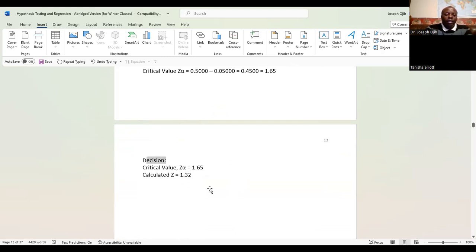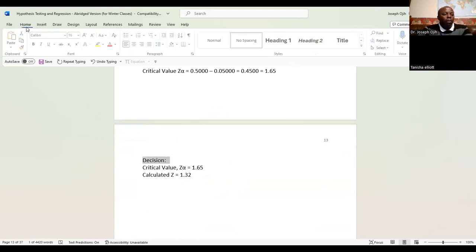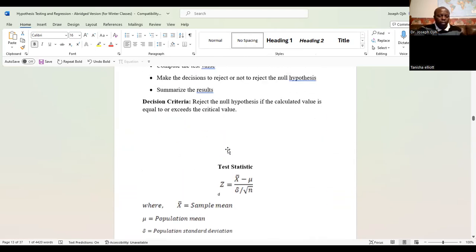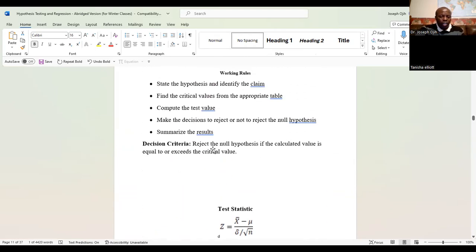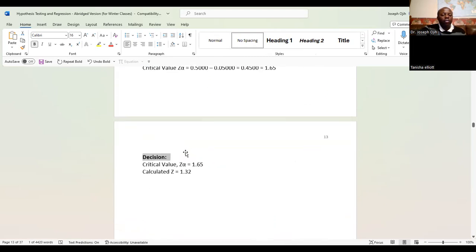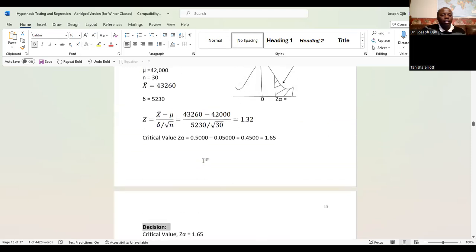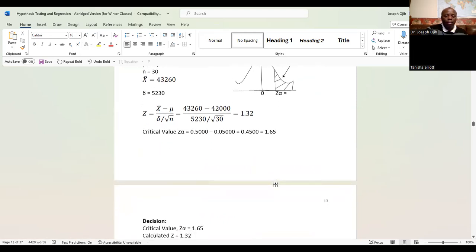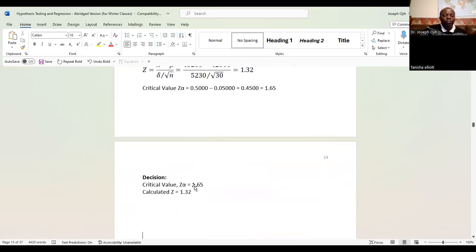Before I answer that, I want to remind you of how we make the decision. It says here, reject the null hypothesis if the calculated value, that means your answer, is equal to or exceeds the critical value. In this case, our answer does not exceed the critical value. The critical value is 1.65, and our answer is 1.32, which is less than the critical value. In that case, we don't reject.